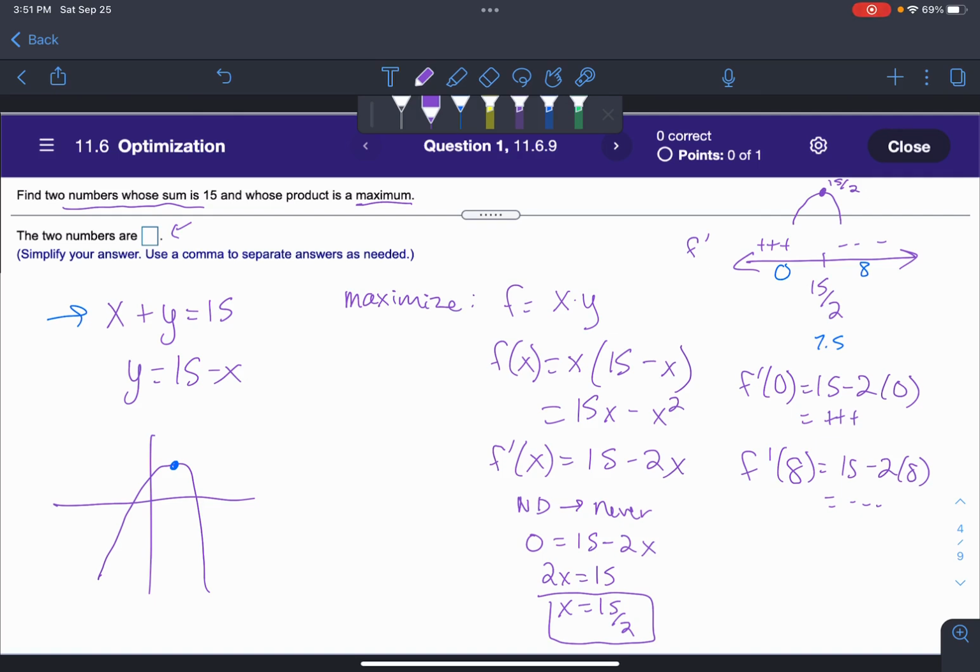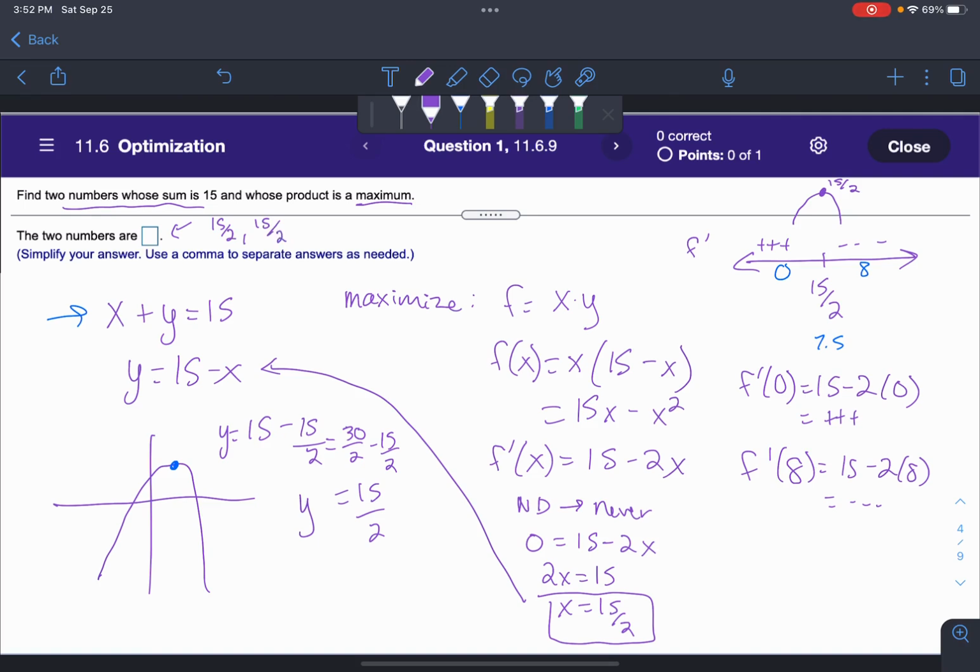We want the two numbers. So we have to revisit this equation or relationship between x and y to solve for what y is again. So 15 minus, plug in what I just found for x, and so this gives me 30 over 2 minus 15 over 2, which is also 15 over 2. And this is y. This is our second number. So the maximum actually happens when they are the same and 1/2 of 15. So 15 halves, comma 15 halves is our answer for this one.